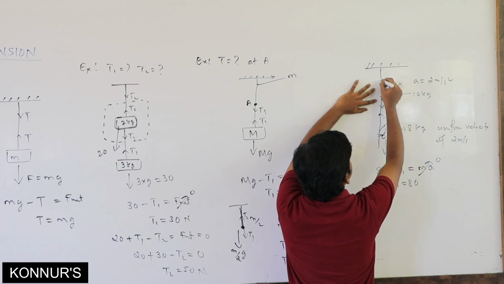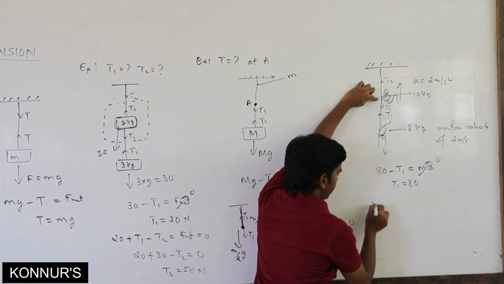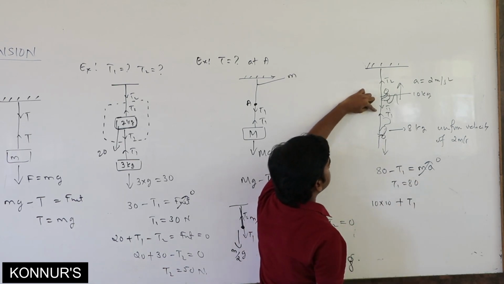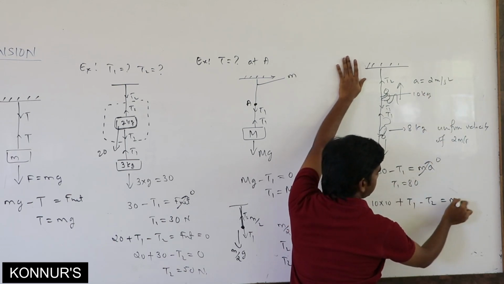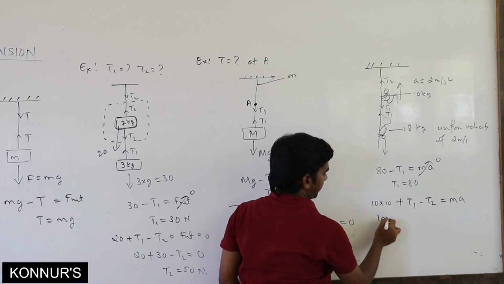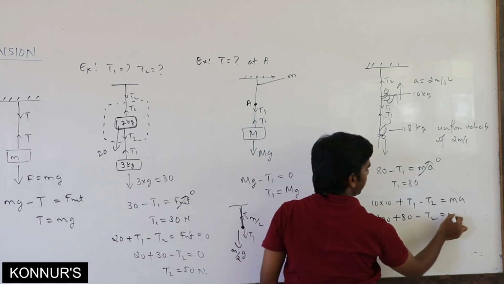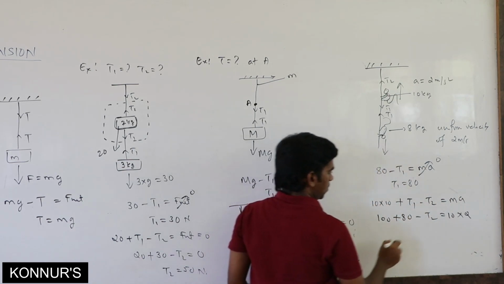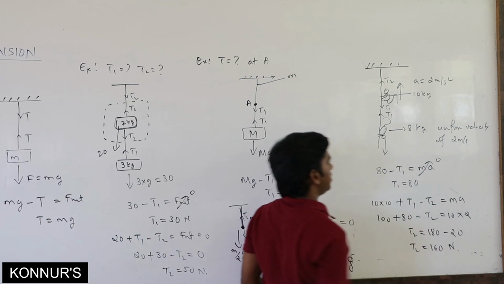Now write the net force on this one. Here downward is T1, upward is tension T2. What is the downward force? Due to this 10 kg mass, 10 into 10, plus T1 is also acting downward, minus T2 acting upward, equals mass into acceleration. So 100 plus T1, which is 80, minus T2 equals the mass of this monkey, 10, multiplied by its acceleration, 2 meter per second square. So T2 equals 180 minus 20. So T2 will become 160 Newton as a tension.